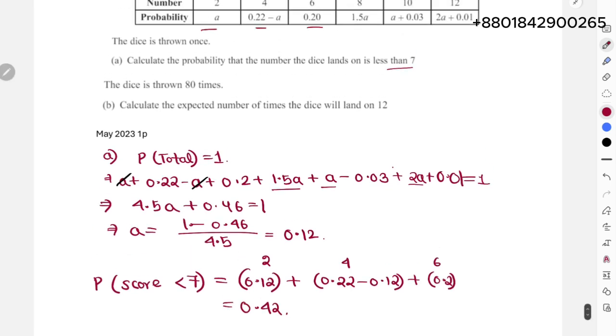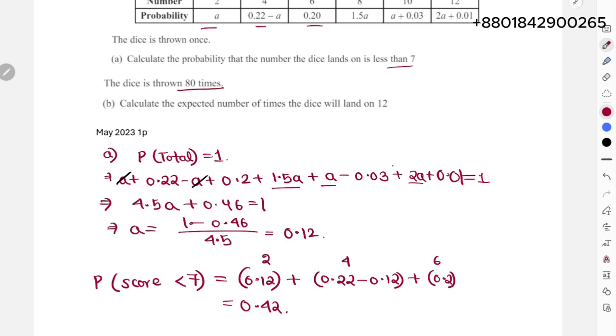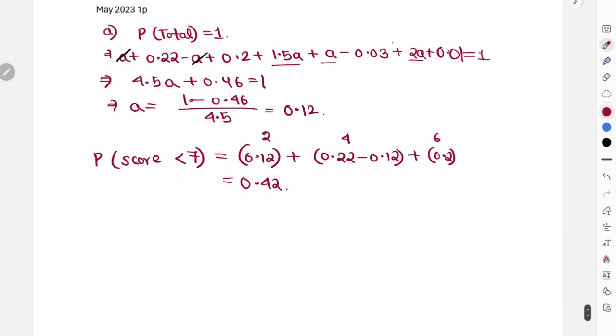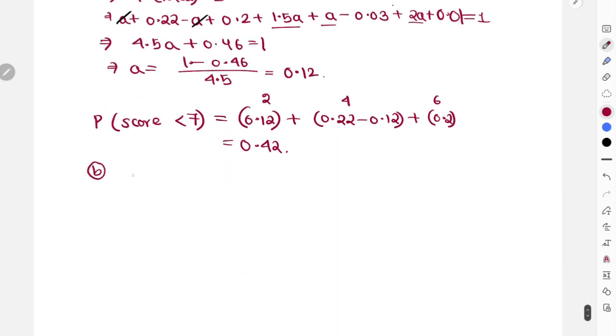Okay, and after this they're saying that now the dice is thrown 80 times and we have to calculate the expected number of times the dice will land on 12. Understand that the one chance for scoring a 12 is 2A and 0.01, so 2 times 0.12 plus 0.01. This is going to be 0.25. This is just a simple unitary method process, that for one throw, the probability to score a 12 is 0.25.